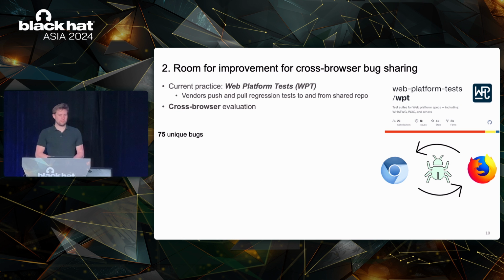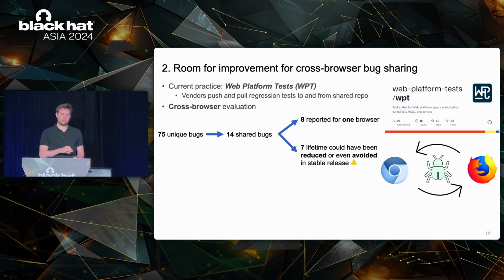So we started with the 75 unique bugs. Of these, 14 could be reproduced in both browsers. These were shared. And 8 of those were only reported for one browser. Now, more interestingly, 7, so half of the 14, could have been reduced in lifetime or even completely avoided at all if communication was more effective.